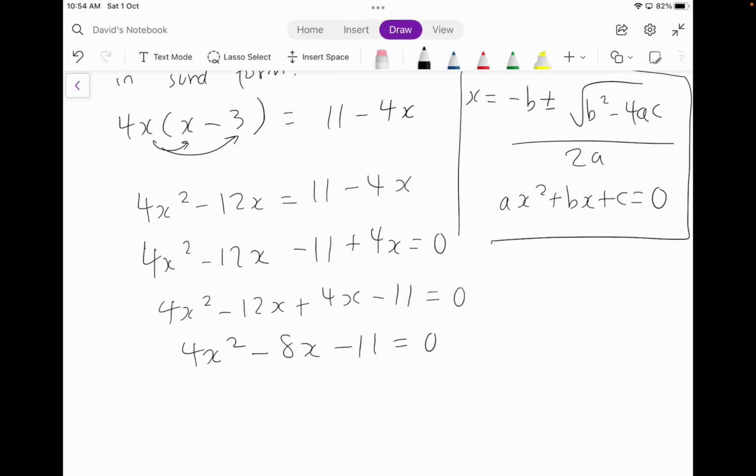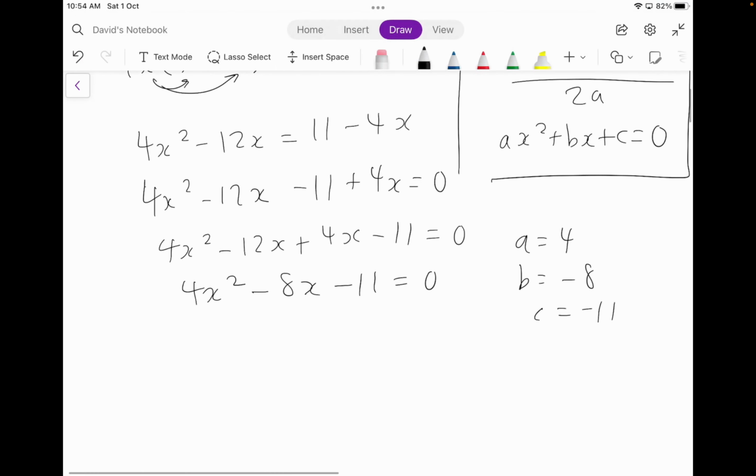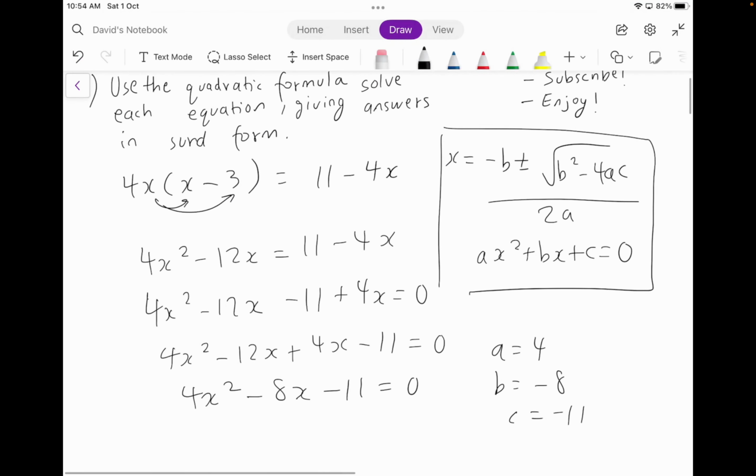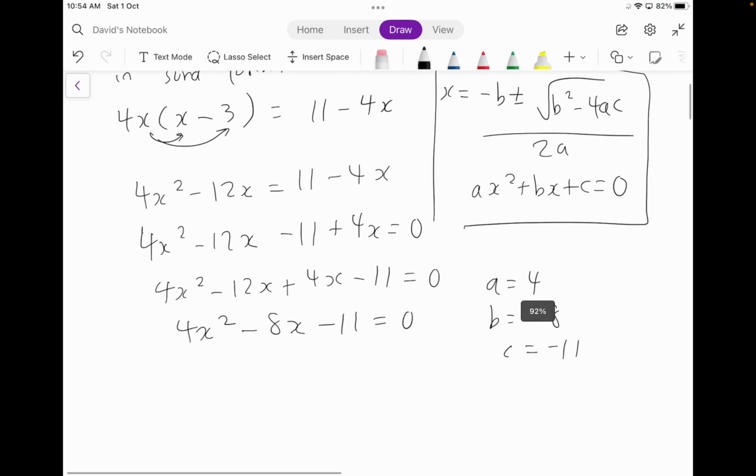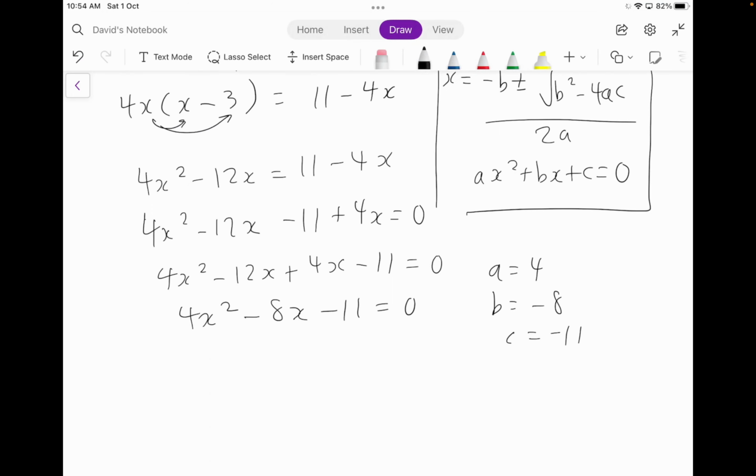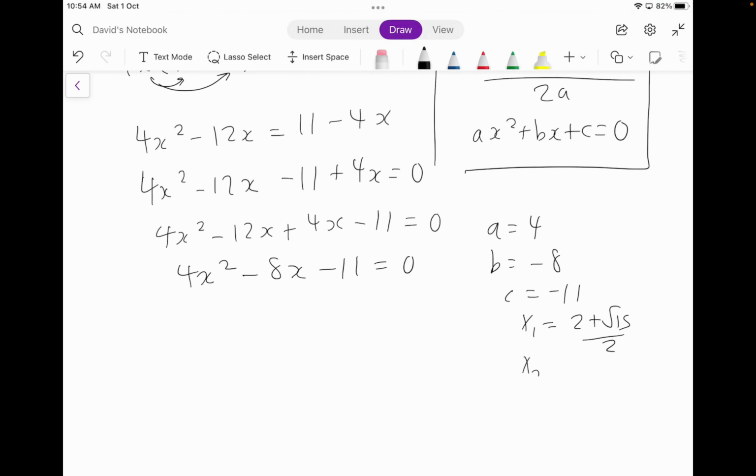So we have a as 4, b is going to be equivalent to minus 8, and c is going to be equivalent to minus 11. So you have to carefully place your values. Now, the question is asking me to use the quadratic formula, but I just want to confirm the values of x using the calculator first. So x1 is going to be equivalent to (2 plus square root of 15) divided by 2. That's the answer the calculator gives. And x2 should give us a value of (2 minus square root of 15) divided by 2.